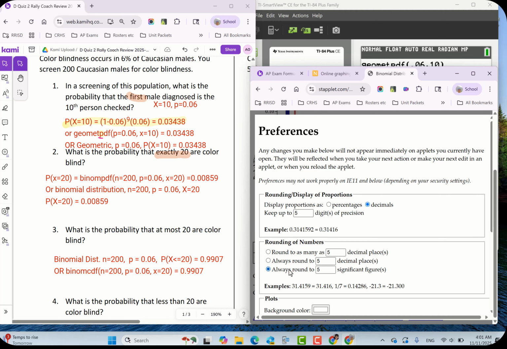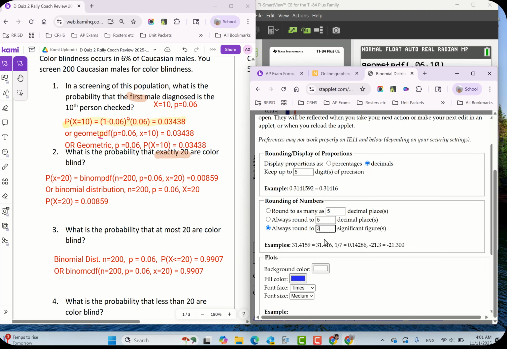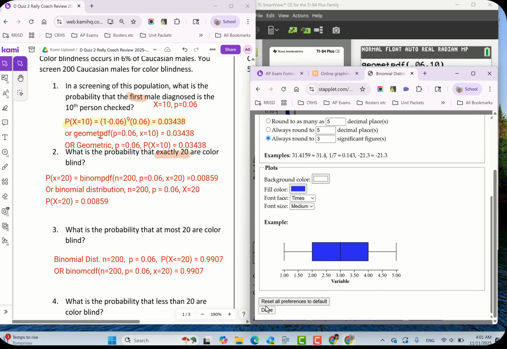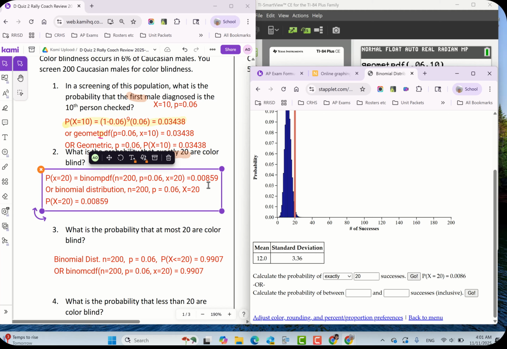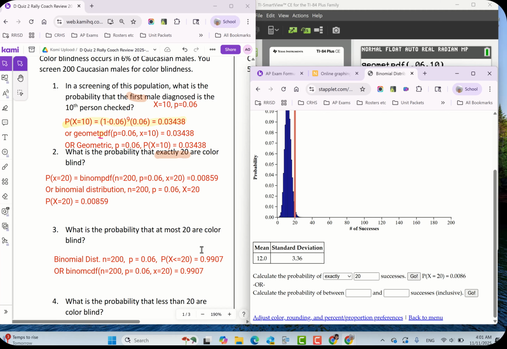Well, that's weird. It says always round to 5 significant figures. It should do that. Let's see if I said 3, will it behave better? Sorry, I'm just exploring. Go. No, it seems to want to stop at the 4th decimal place. So give me the 10,000ths or 3 sig figs, whichever one works. So there we go, those are the answers for number 2.